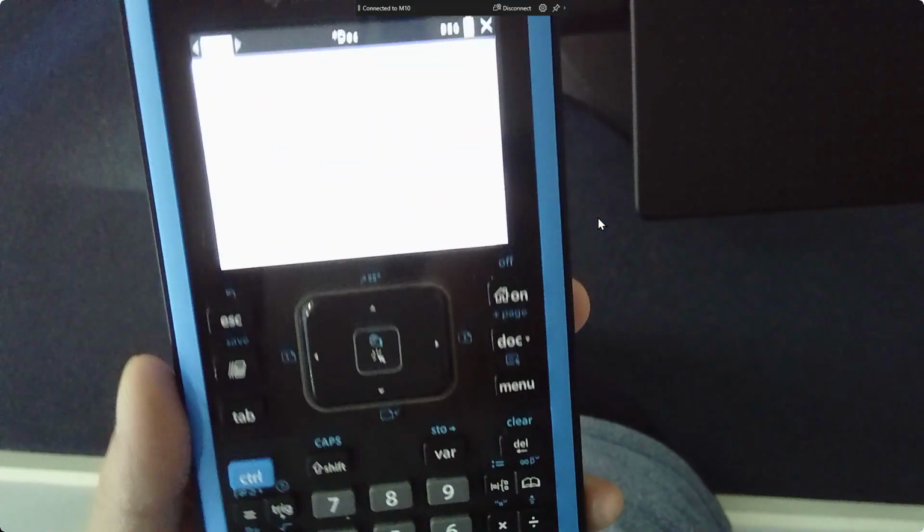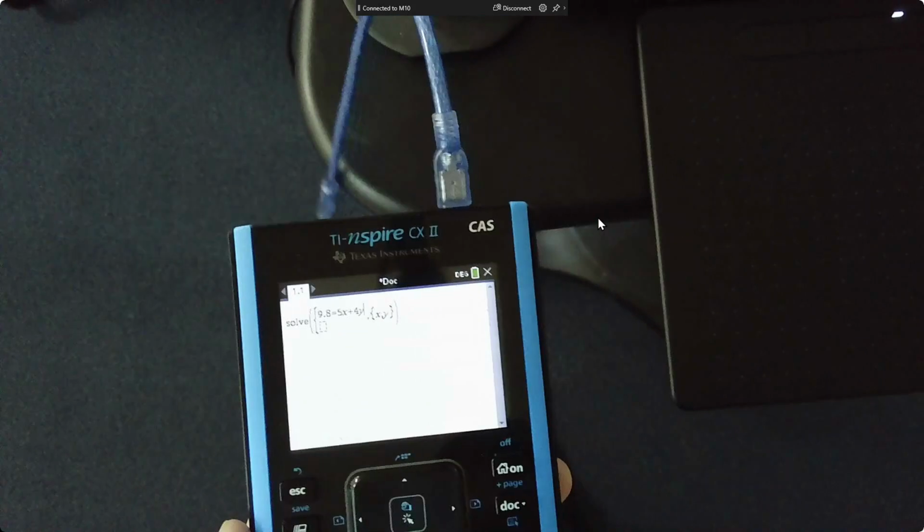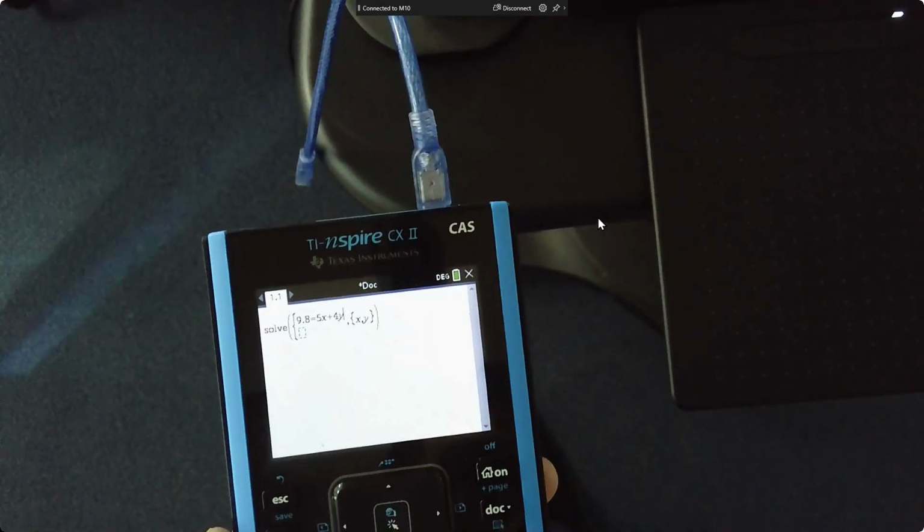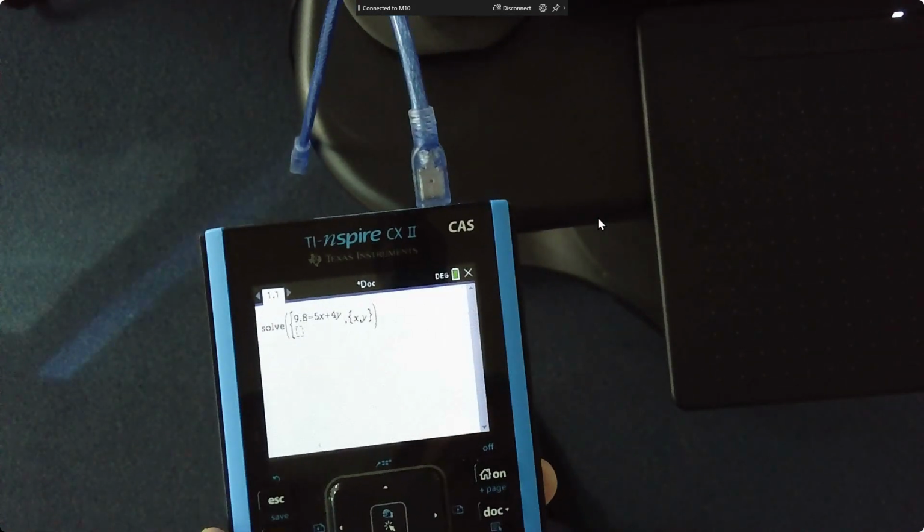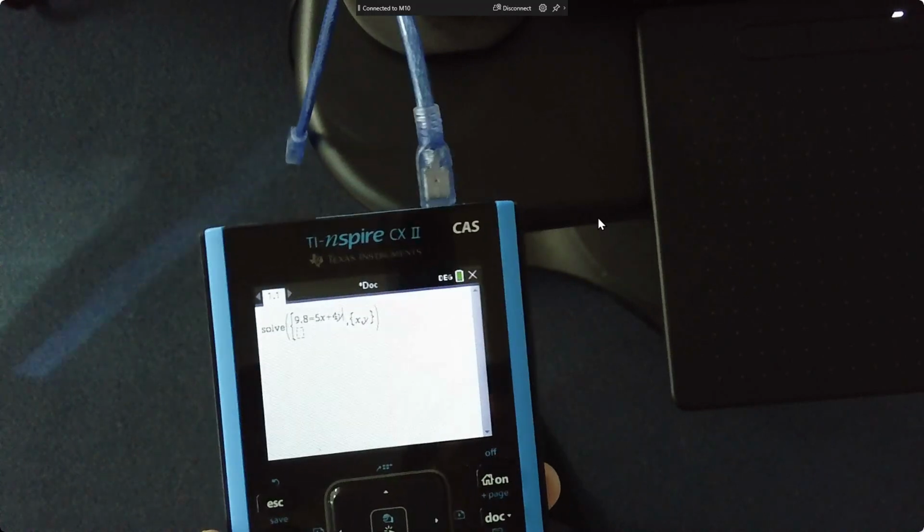Okay, year 11s, settle down. I'm going to go back to the hand. I'm sorry about this. This is actually quite frustrating for me as well. Can you see that? No.